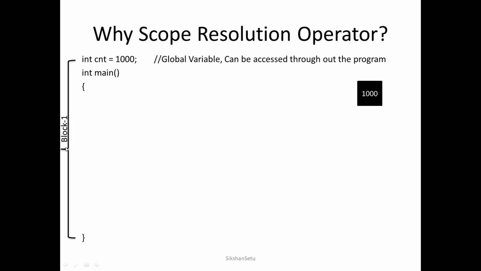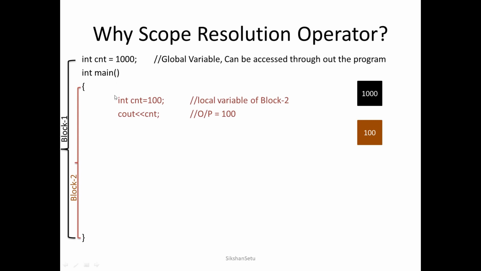Now in the main function I am declaring another variable of the same name, which is CNT, and the value of that variable is 100. So now this CNT variable is the local variable of the main function. Again I repeat, this CNT variable is the local variable of the main function.